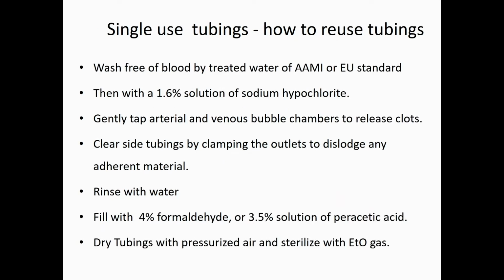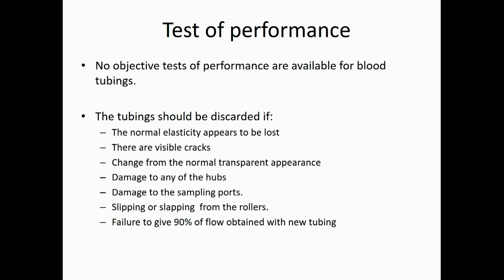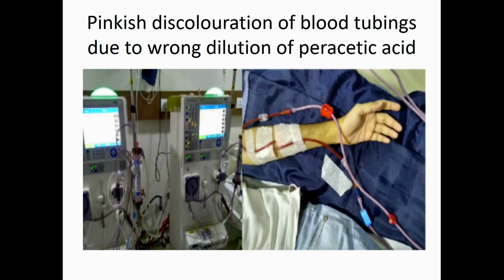And sometimes with the reagent, the color of the tubing also changes. Yeah, I have got a slide. Yes, just show that slide. And even the pump segment becomes harder, so your blood flow may not be absolutely correct. So this is the pink colored blood tubing. Somebody put the wrong dilution of peracetic acid. So all these things you'll see. So it's not worth it.